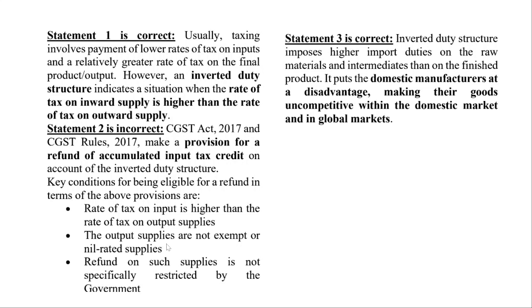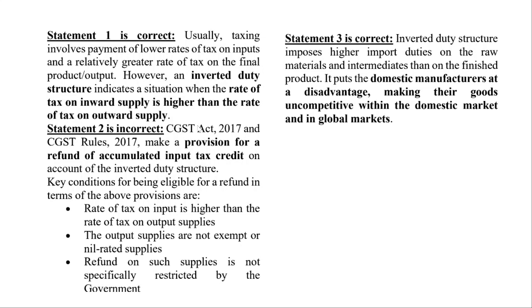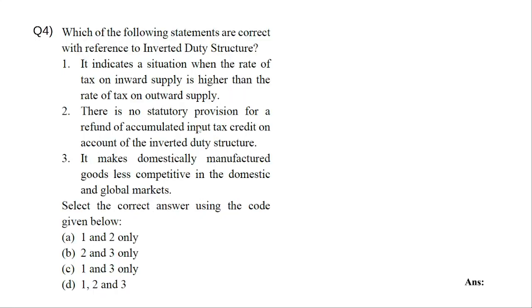And also, the output supplies are not exempt or nil rate supplies. So the output supplies are not exempt from tax. They also have tax, and refund on such supplies is not specifically restricted by the government. So these are some of the provisions under which the input tax is refunded. In the question, he says there is no statutory provision, but as we can see, there is a statutory provision in the GST Act. So this statement is wrong.